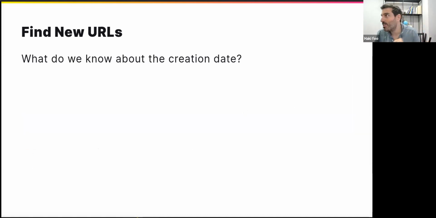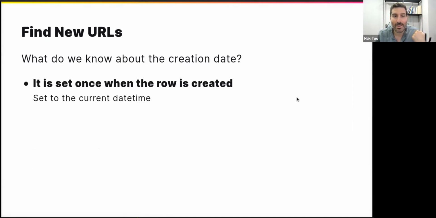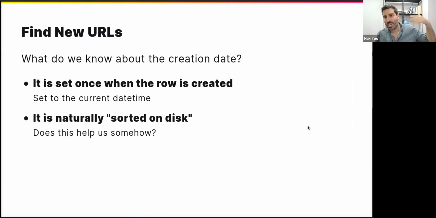So what do we know about the creation date? We know that the creation date is set when the short URL is created. So naturally, it's incremented, okay? As we add new short URLs, which are appended at the end of the table, the creation date will naturally be incremented. So one might say that the table is sorted on disk by the creation date.